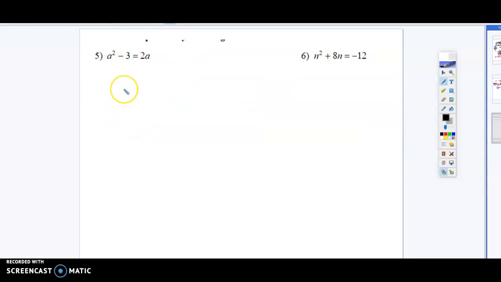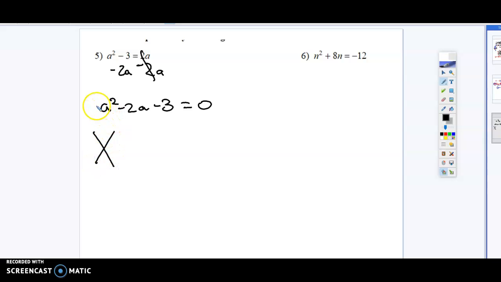So last 2 problems. So on this first one, what we want to do is rewrite it in standard form. So we're going to move that 2a to the other side. And that's going to give me a squared minus 2a minus 3 equals 0. And again, we're going to do our big X method. A times c is going to give us negative 3, and b is going to give us negative 2. So what 2 numbers, if I multiply together, will I get negative 3, but if I add them together, I get negative 2?